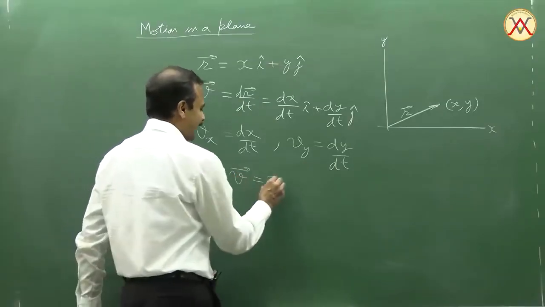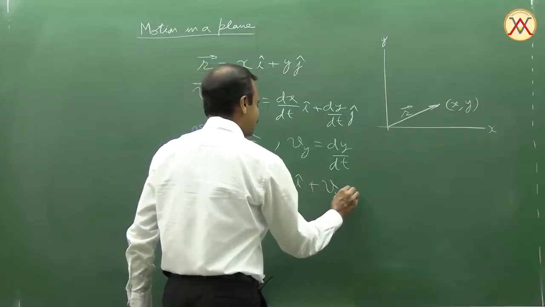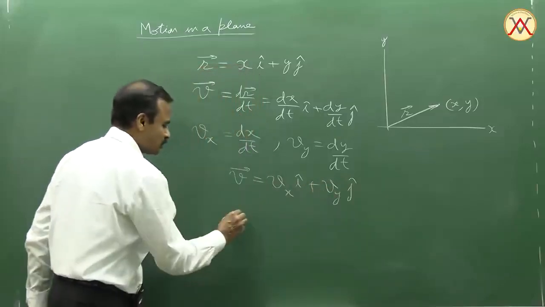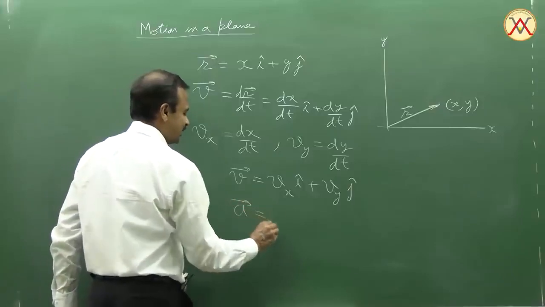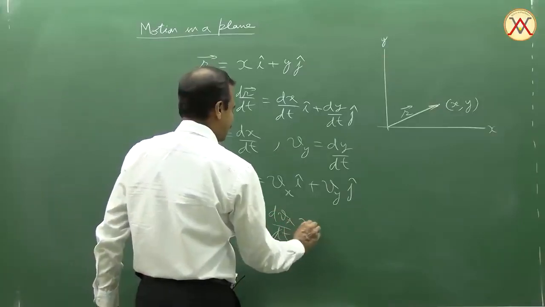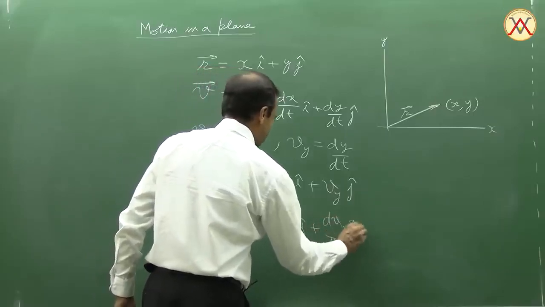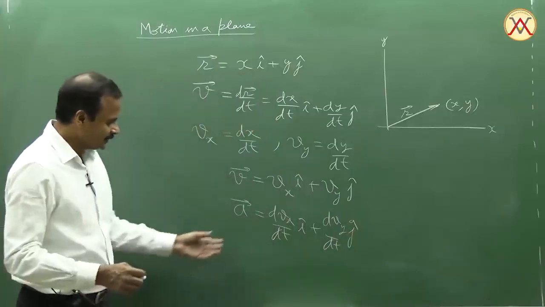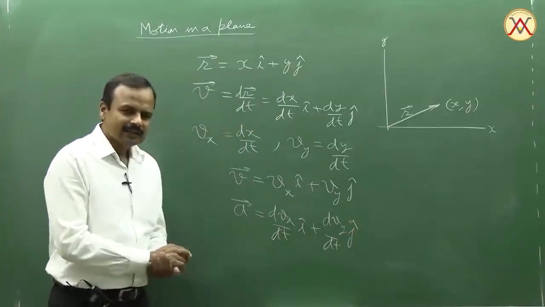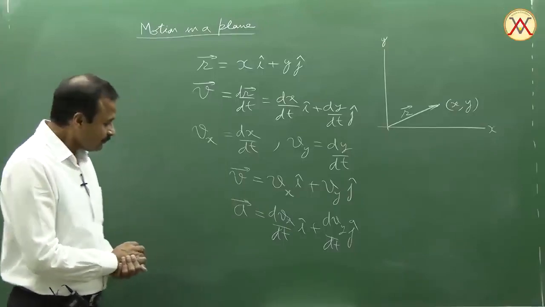If I want to write acceleration, I can differentiate the velocity vector again with respect to time, and I get acceleration as dvx by dt i cap plus dvy by dt j cap. We have done problems based on these situations while studying calculus.